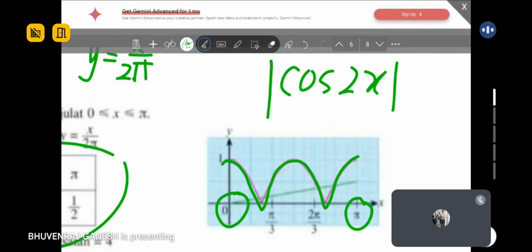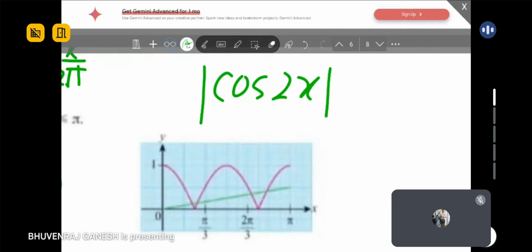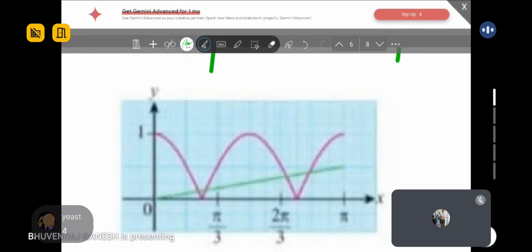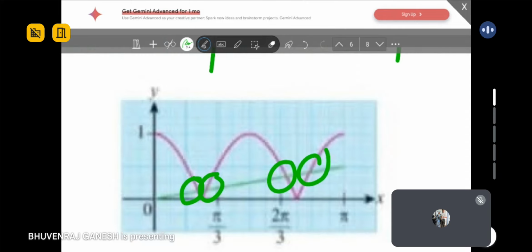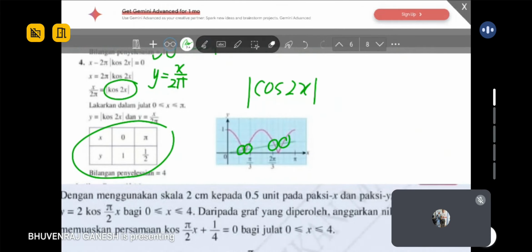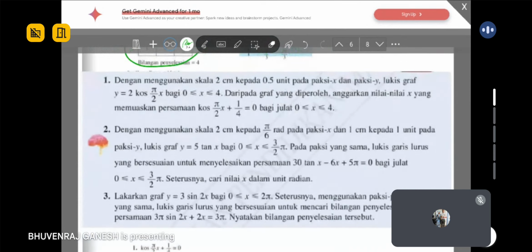Modulus cos 2x. That's why everything is positive. Then your straight line is the green color. So guys, how many solutions do you have here? Can you all tell me? If you look carefully, there are 2 here. 1, 2, 3, 4. So in total you have 4 solutions. Are you clear, guys? May I have your number?